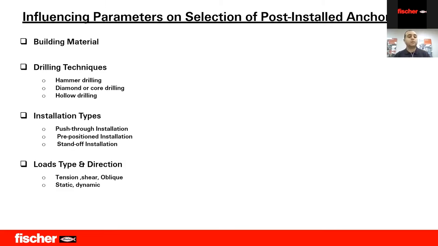And one of the most important things is the load type and direction, whether we are going to have a tension load, a shear load, or an oblique load, which is an inclined load that will give us tension and shear as a resultant. This will also affect the type of anchor we are going to choose and the anchorage depth of that anchor.